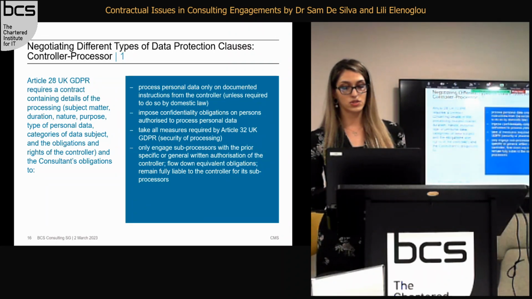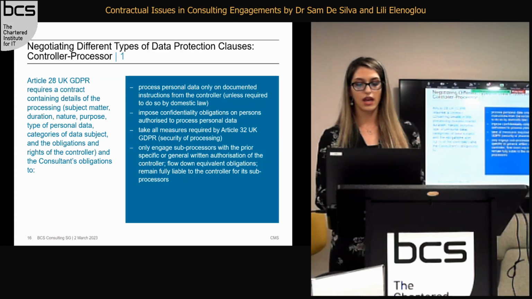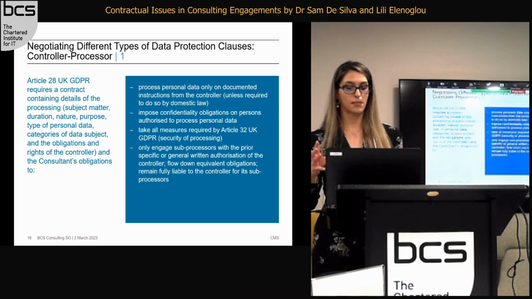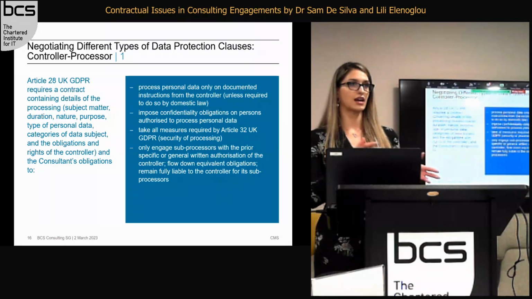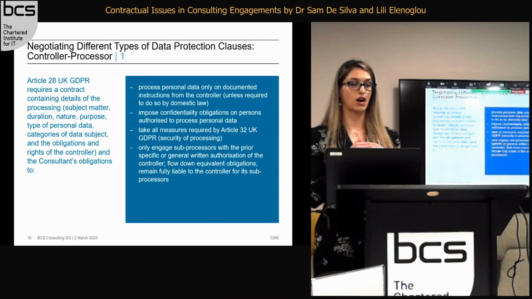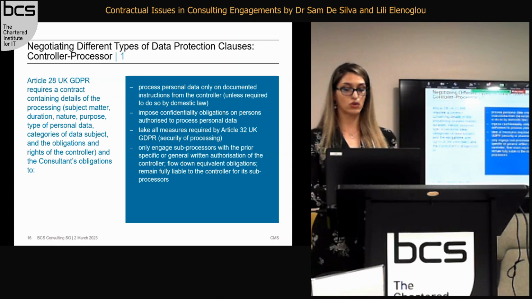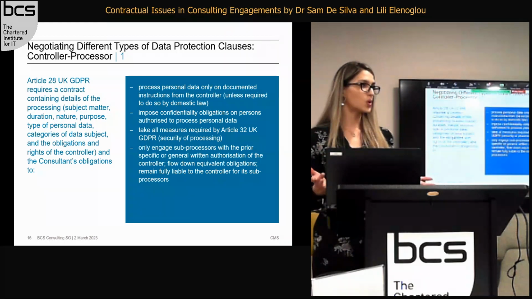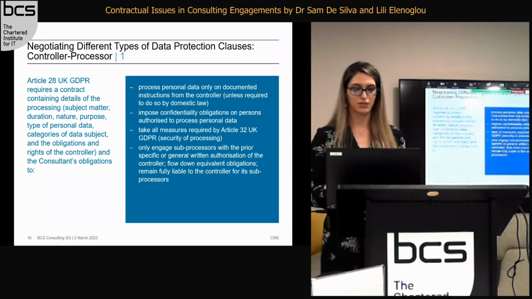Only engage sub-processors with the prior specific or general written authorization of the controller. And then when you're engaging sub-processors, you need to flow down equivalent obligations. So again, it has to be a contract that includes at least the same level of protection that you afford to the data through your original contract. Again, the processor has to remain fully liable to the controller for the sub-processors. So unfortunately, this is a GDPR obligation. We can't really exclude ourselves from that.